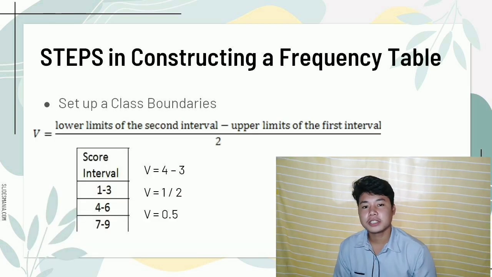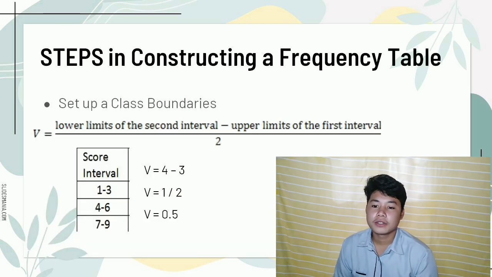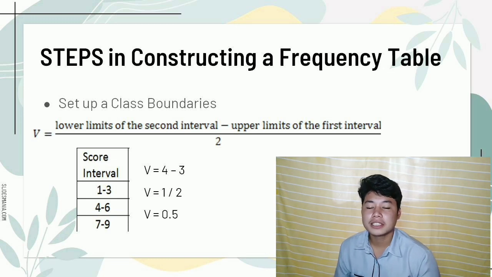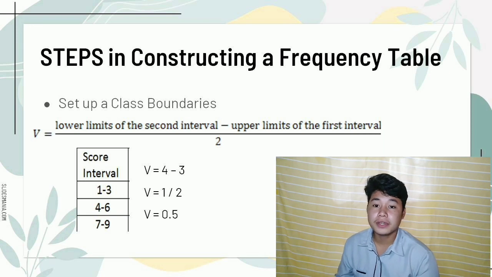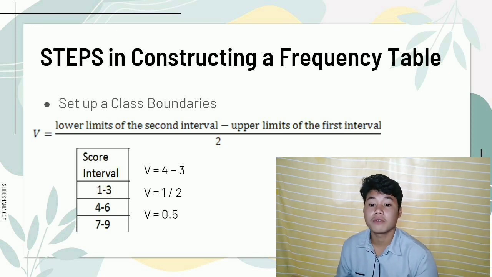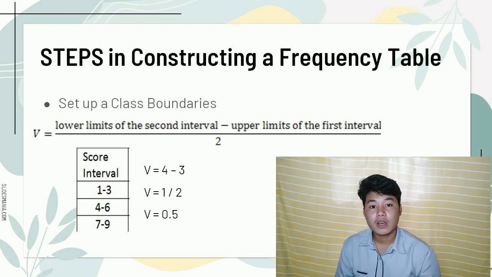So let's proceed to our fifth step, to set up the class boundaries. In setting up our class boundaries, we need to follow this equation: B is equal to the lower limit of the second interval minus the upper limit of the first interval, divided by 2. Since the lower limit of our second interval is 4 and the upper limit of the first interval is 3, we subtract 3 from 4 to get 1, divided by 2 to get 0.5.